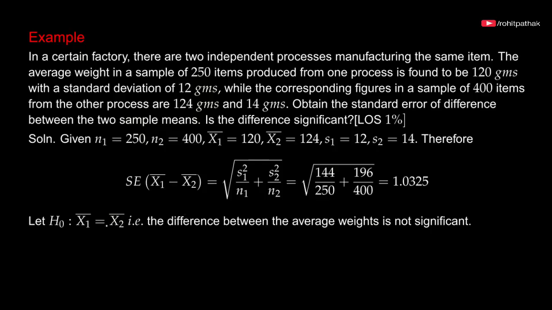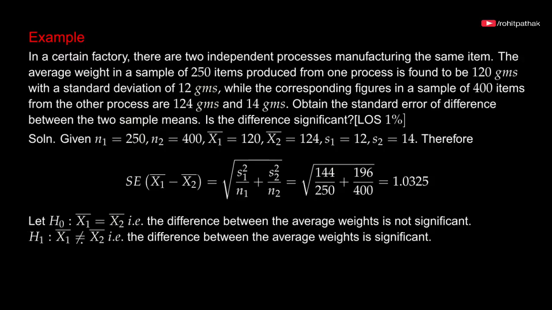So in H0 we assume that there is no difference between the two means, and the difference, if any, is due to fluctuation of sample size. But in H1 we assume that x1 bar is not equal to x2 bar. That means the difference is actual and not due to the fluctuation of sample size. Here alpha level of significance is 0.01 and the corresponding critical value of z for a two-tailed test is 2.58. That means we have to apply the two-tailed test. So this is the value of z corresponding to 1% level of significance for two-tailed test.